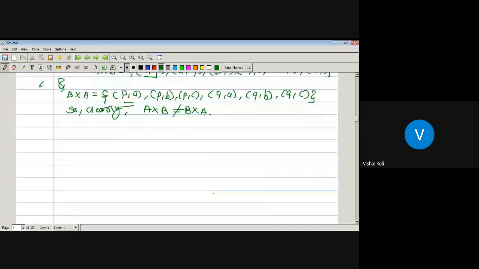Okay, so in general we can write A cross B is not equal to B cross A. Now if this set A has m elements and set B has n elements, then the Cartesian product A cross B has m into n elements.